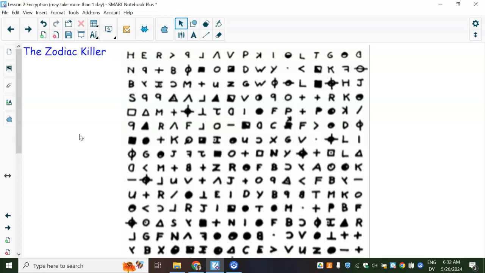And then there's one remaining that was never broken, and since the guy was never captured, it was a famous one because people were trying to break it, to see if they could find any more clues that would help them catch this guy. But they never broke that code, and they never caught the Zodiac Killer. There's a movie about this one too.